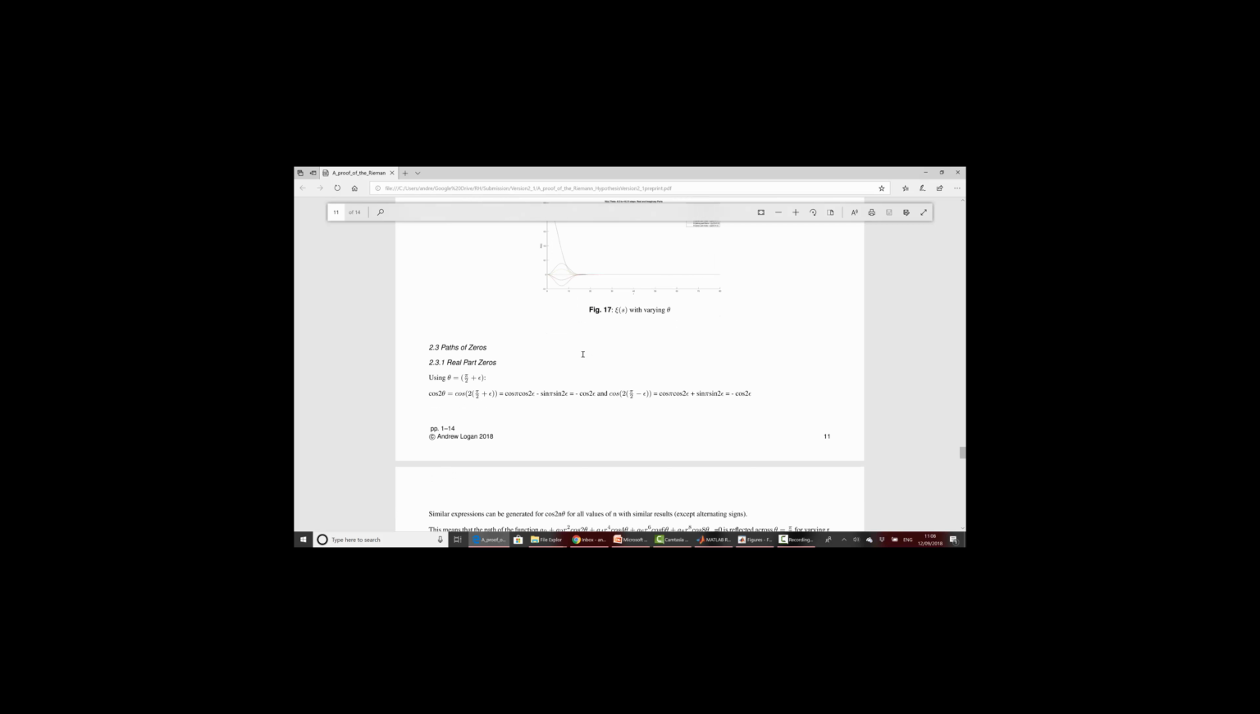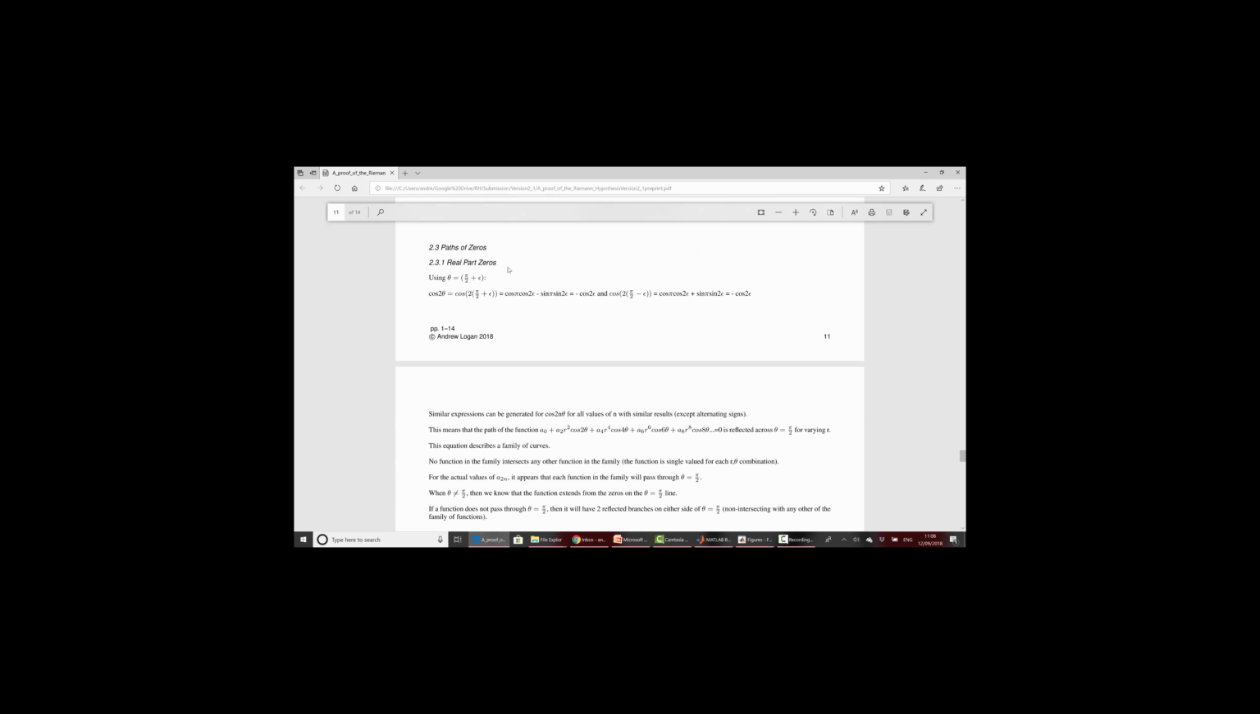Similarly, for illustration, this is a graph of that function with varying theta equivalent to varying b, and as you can see, the graphs are very familiar. They're what we've seen in the incomplete gamma function series with varying b. Now, the reason why we're doing this is looking at the paths of the zeros. Firstly, looking at the real part zeros and using a substitution for theta equals pi over 2 plus epsilon, where epsilon is arbitrary.